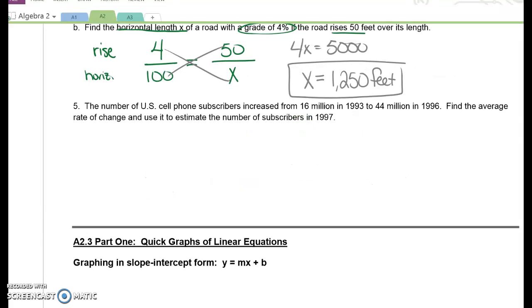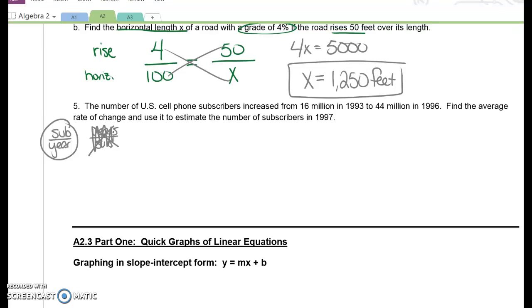The number of U.S. cell phone subscribers increased from 16 million in 1993 to 44 million in 1996. Find the average rate of change, then use it to estimate the number of subscribers in 1997. Before we start, I have a question for you. Does subscribers per year make more sense, or does years per subscriber make more sense? Subscribers per year.